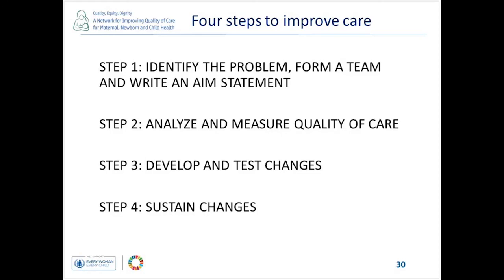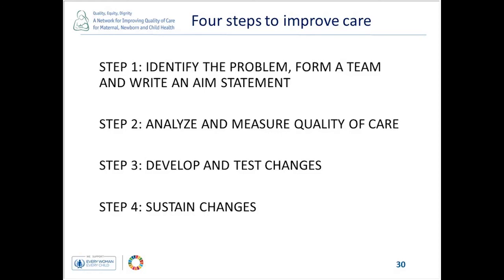So the 4 steps are, first, to identify a problem. Improving quality is too general. Reducing maternal mortality is too general. You want to fix a specific problem. We want to make sure all of the women who come to the clinic get their blood pressure and hemoglobin measured. Once you pick a specific problem, you want to form a team and then write a specific aim statement so that everybody knows what you're planning to do.